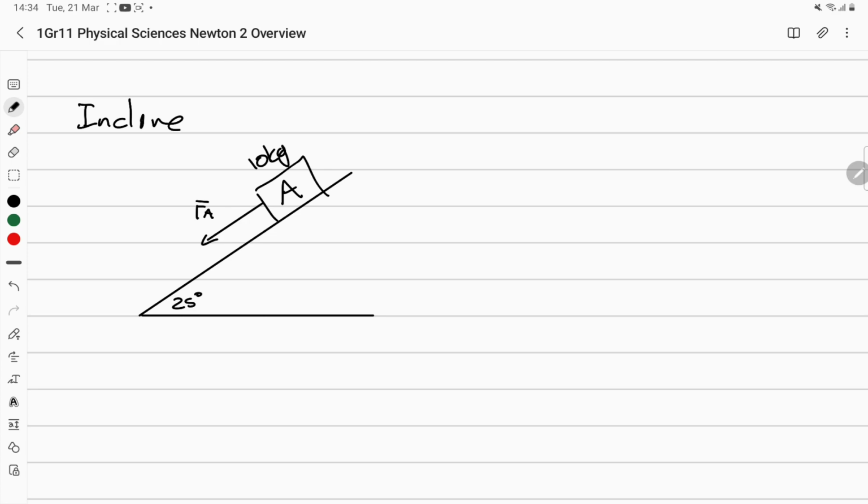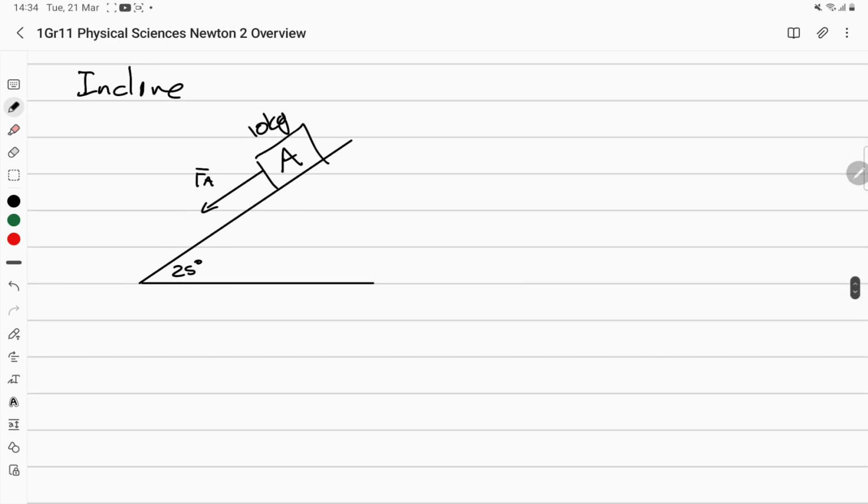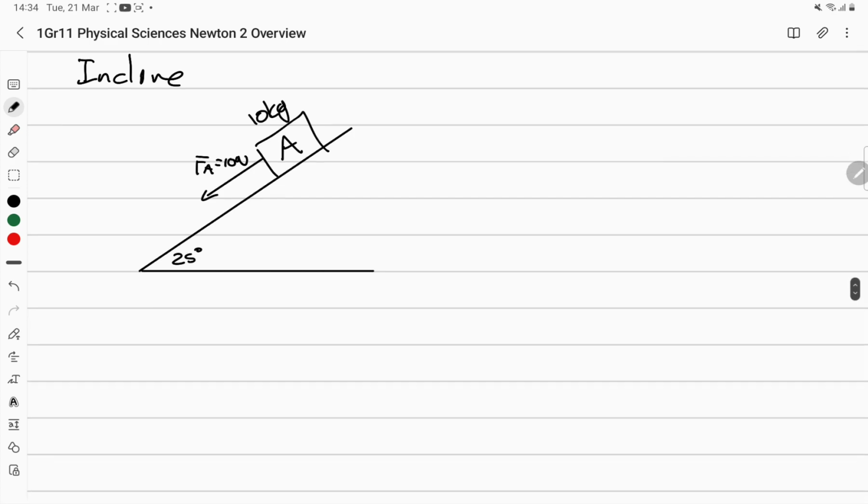Right, so what if you have an incline problem? So I'm just going to do a random case. Let's say this is 10 newtons. So we have a 10 kilogram block on an inclined surface. On an inclined surface, it's being pulled down with 10 newtons, and it's at an incline of 25 degrees. So how do we solve, and let's just say they want you to determine the acceleration of the system.